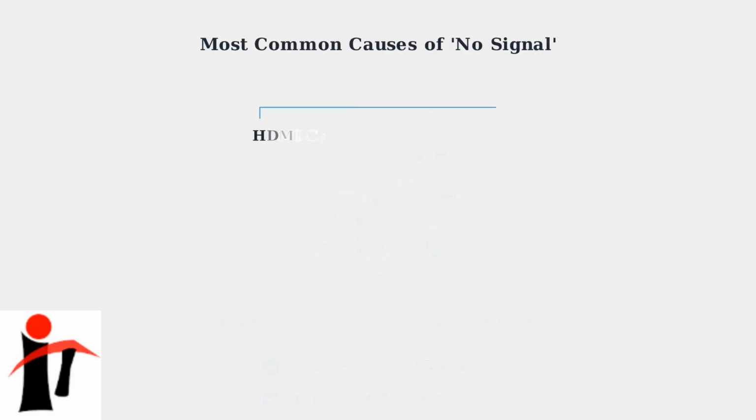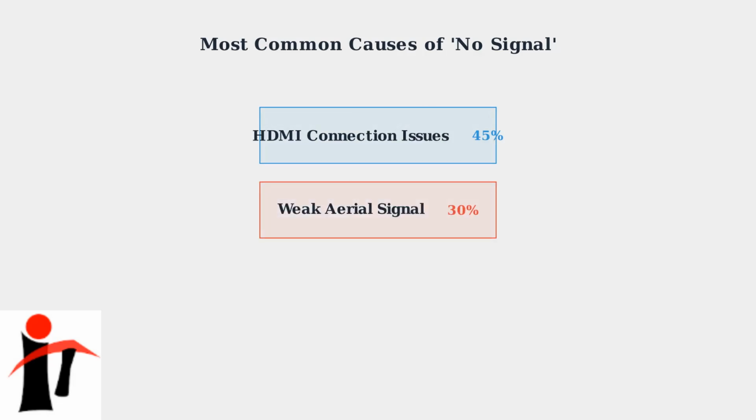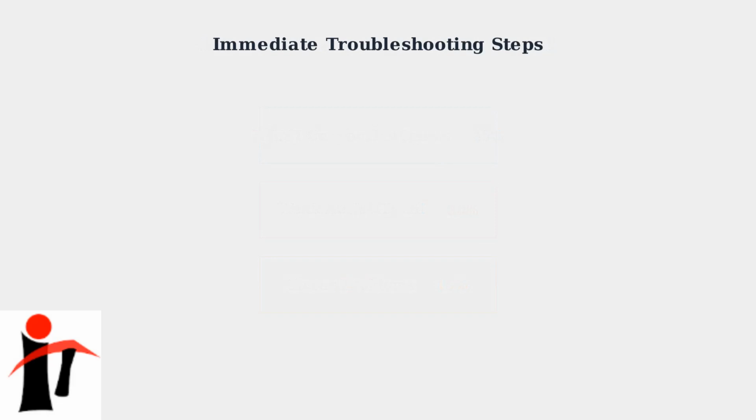Research shows that no-signal errors fall into three main categories. HDMI connection problems account for nearly half of all cases, followed by weak aerial signals and power-related issues. Let's walk through the immediate steps you should take when encountering a no-signal error. We'll start with the simplest solutions first.